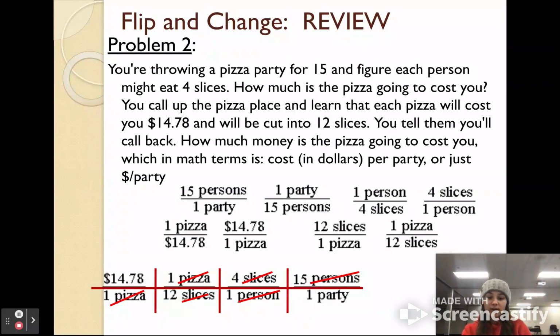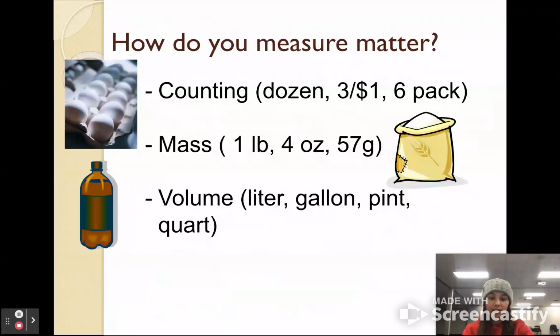So the way I could put this in my calculator, I do 14.78 times 1 for one pizza, times 4 for 4 slices, and then times 15 for 15 persons. The next thing I'd do, I'd hit my division sign, divide by 1, divide by 12, divide by 1, divide by 1. Will give me my answer. So again, I multiply everything at the top, divide by everything at the bottom.